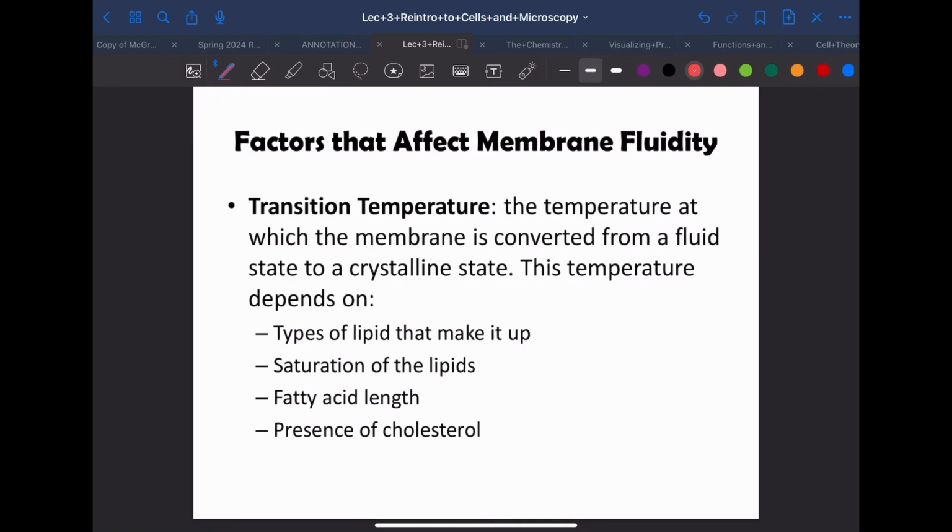This temperature is different for every single lipid bilayer, but it depends on the type of lipids that make it up. There's three of them if you remember: the saturation, the fatty acid length, since some of them are longer than others, and the presence of cholesterol.